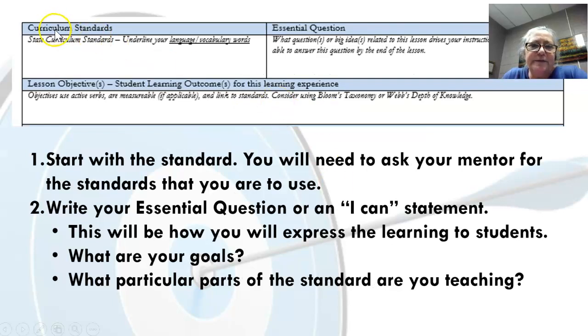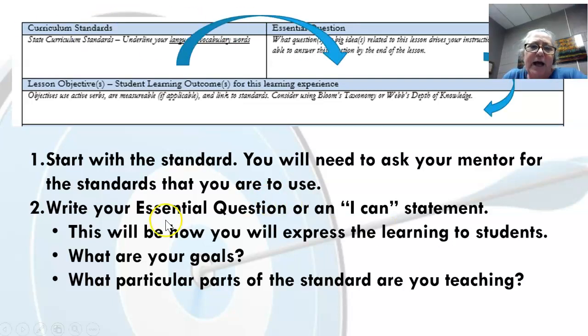So looking at your curriculum standards, you get those from your mentor. You ask your mentor which ones you need, and then your essential questions are going to come straight from here, and then your learning objectives will be next. So the essential question and the I can statement, the importance of those is that that's how you're going to communicate to the students the standard. And it's how you're going to communicate to the students your goals and what particular parts of the standard you're teaching.